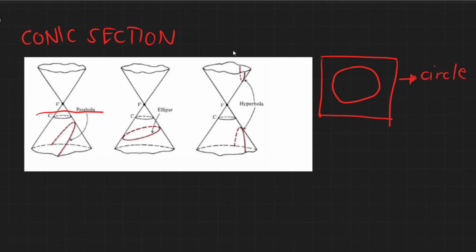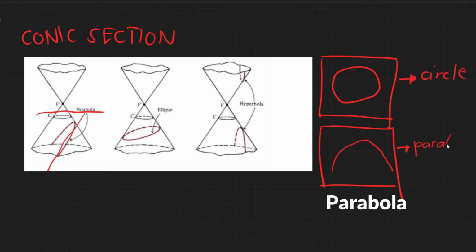Next, when we draw an intersecting plane in this manner, what does the intersection of the plane and the cone look like? It looks like this. The resulting figure is a what? This is a parabola.